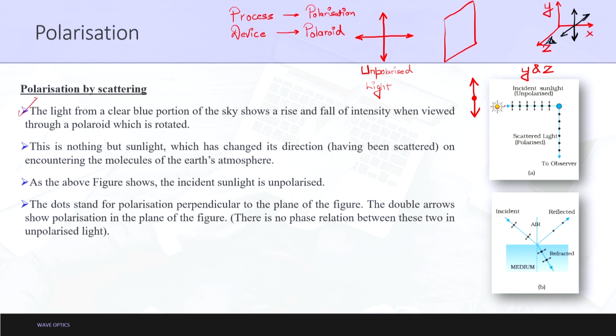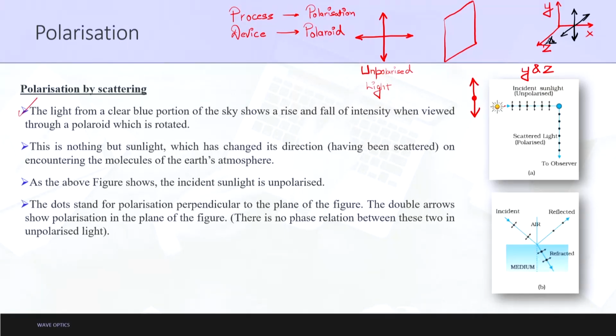So it is just a theory given to you that the light from a clear blue portion of the sky shows a rise and fall of intensity. There can be a rise also, there can be a fall also, when viewed through a Polaroid which is rotated, because if we rotate it, the intensity may change. Due to the angle changing, sometimes the intensity can be 0 also, and the intensity can be maximum also. Just due to scattering, the direction has been changed, and because the direction has changed, the angle has changed, and because the angle has changed, the intensity is changed.